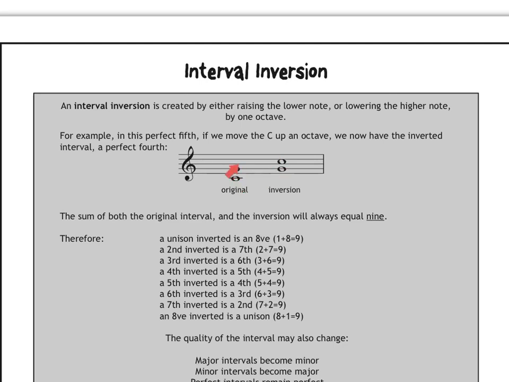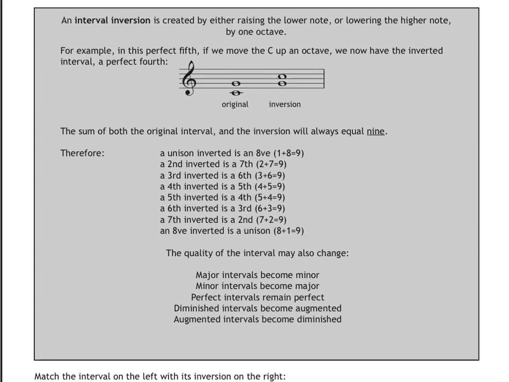So in this perfect fifth, okay, we're given a perfect fifth. We move the C up the octave, and we now have the inversion of the perfect fifth, which every time, a perfect fifth when you invert it is a perfect fourth. Okay? The sum of both the original interval and the inversion will always equal 9.